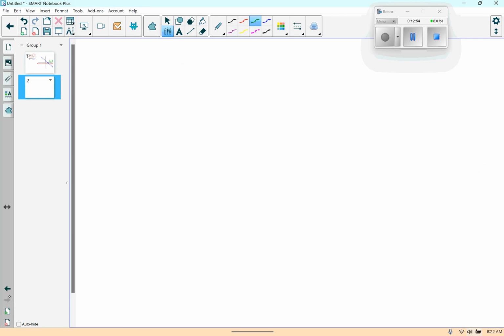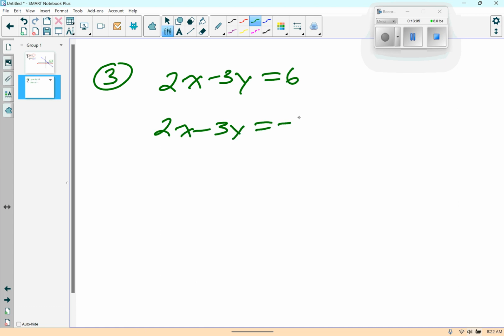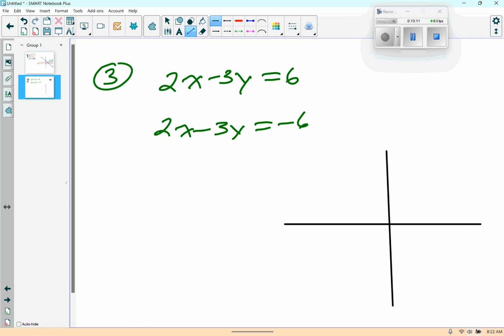And then let's take a look at number 3 as well. Number 3, we have 2x minus 3y is equal to 6. And I have 2x minus 3y equals -6. Oh boy, they kind of look the same, don't they? These are both cover method problems. So we're going to draw our xy axis.